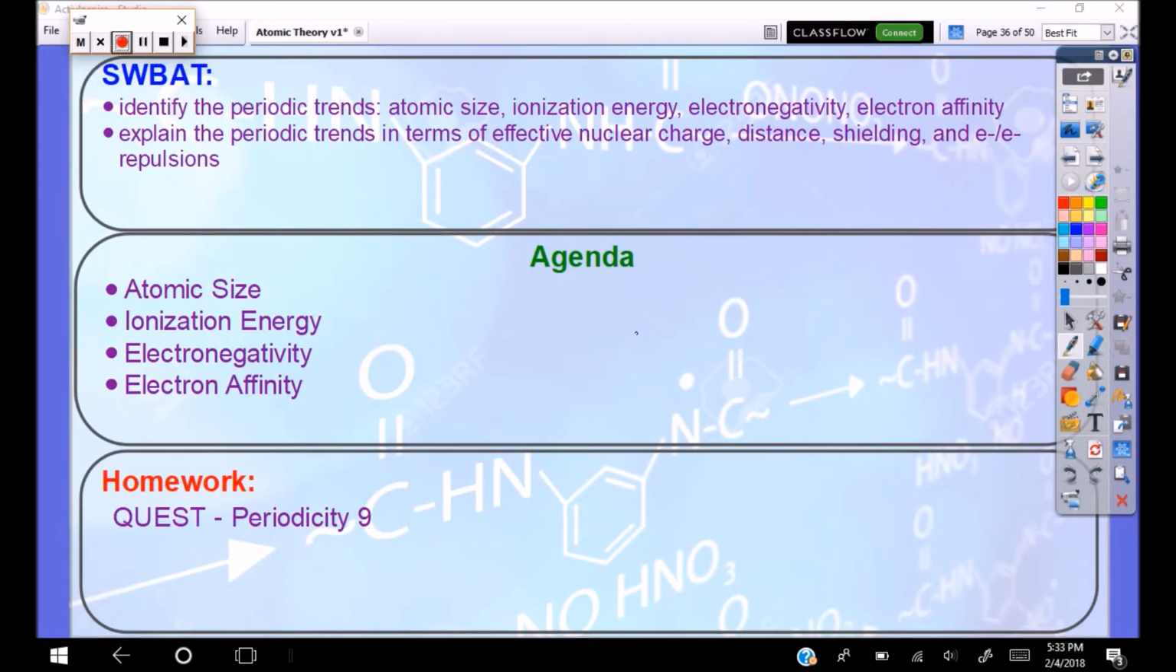Today we're going to talk about periodic trends: atomic size, ionization energy, electronegativity, and electron affinity. We'll be able to explain those things in terms of effective nuclear charge, distance, shielding, and electron-electron repulsions. This pairs well with Quest Periodicity 9.